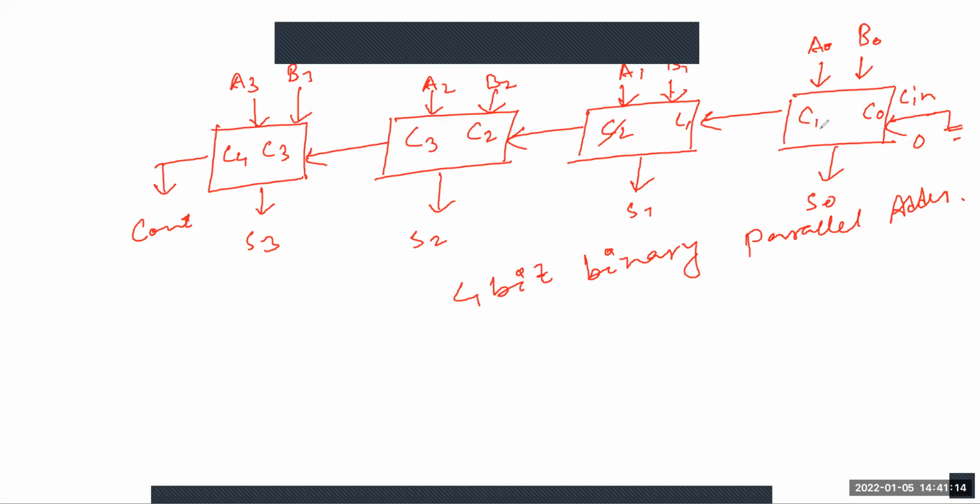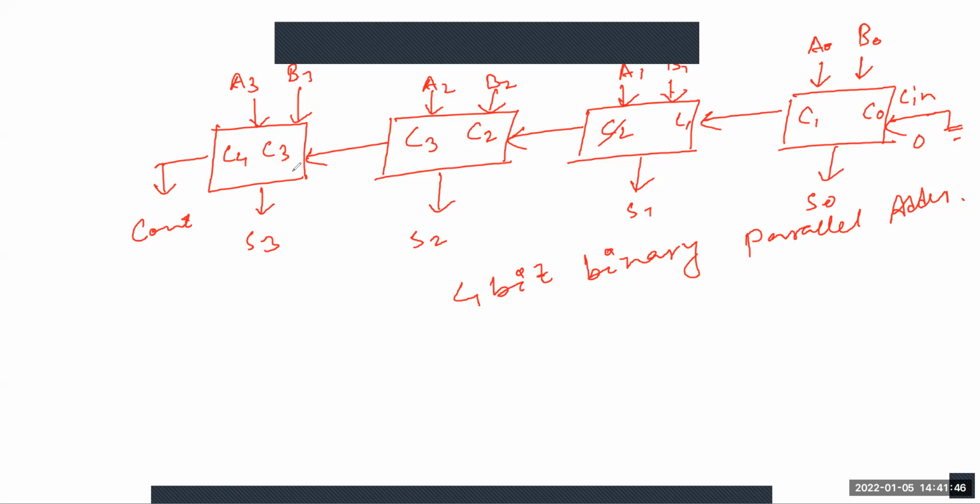And this process goes on up to this. Here in the second block the input is A1, B1 and C1, and here the carry is C2, and this C2 becomes the carry input to the third state. Here the input is A2, B2 and C2, and here the carry is C3, and this C3 becomes the input of the fourth state, like that.